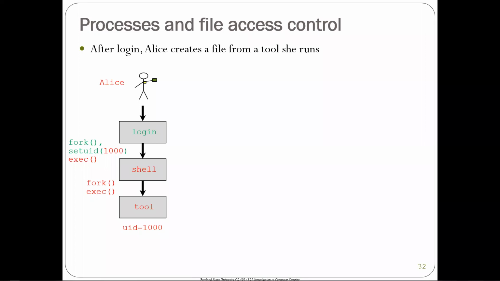So let's talk about creating files. So after login, Alice goes through this login thing, invokes a tool using her UID, so another fork of the shell, and then an exec on this tool. And say this tool does a create file. So it opens a file, does a write to it, and then does a close. The owner, because the UID is inherited on the files that this process creates, is now 1000.